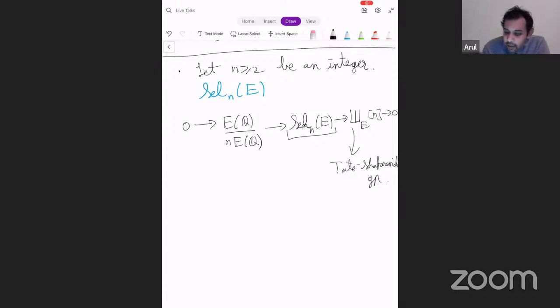Okay. So the point is that if we can say something about the n-Selmer group, we can say something about the rank of E, because the size of E(Q) mod nE(Q) is greater than or equal to n to the rank. And so understanding the Selmer groups helps us understand ranks.